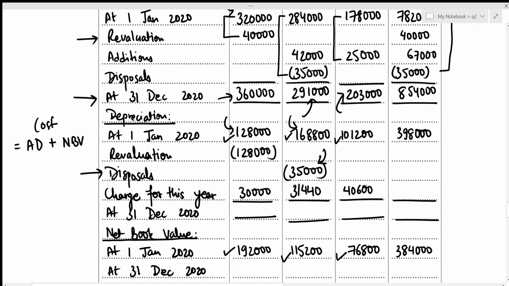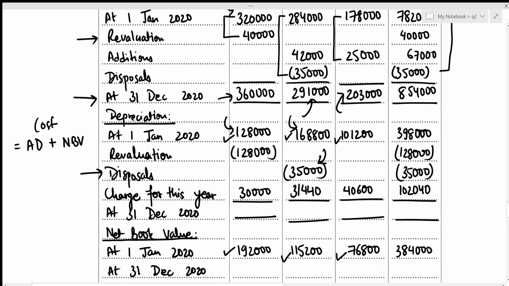Okay, so we have now completed the accumulated depreciation section. So we can write down the total. For revaluation, that's 128,000 negative. For disposals, that's 35,000 negative. And for the charge for the year, that's 30,000 plus 31,440 plus 40,600, which results in the value of 102,040.